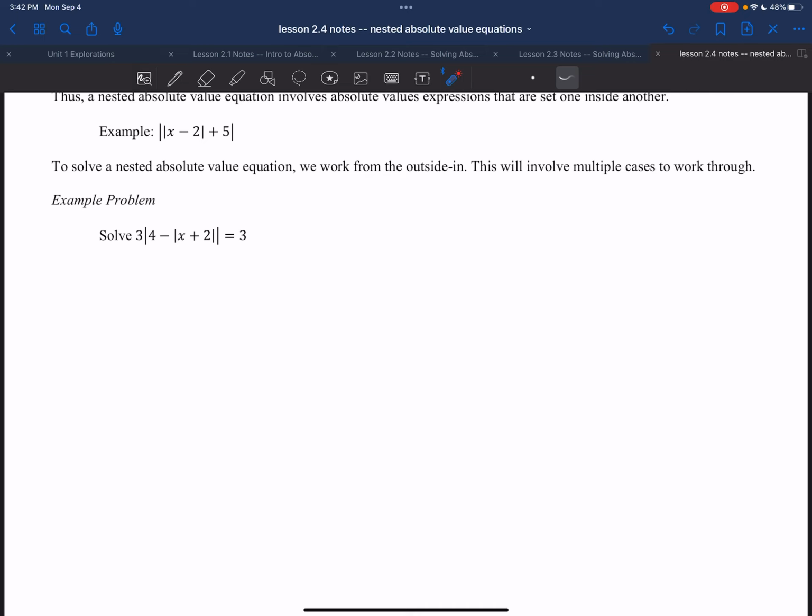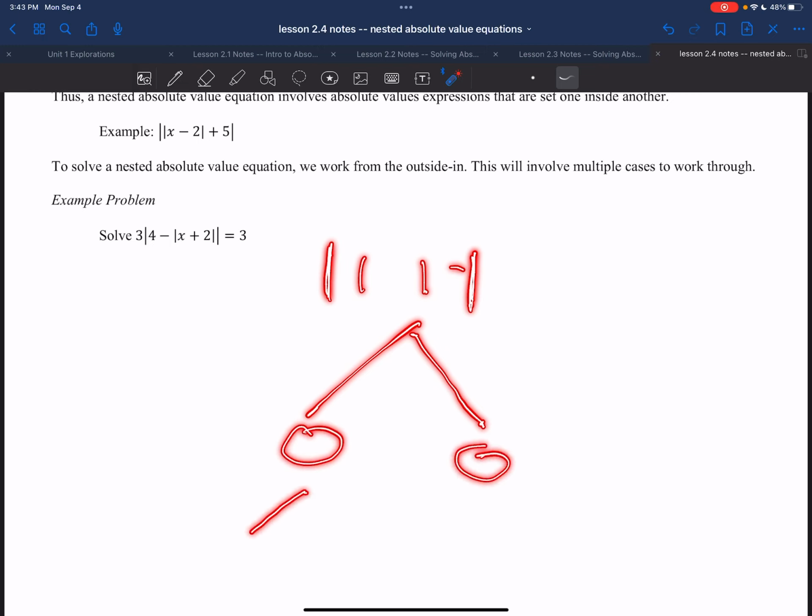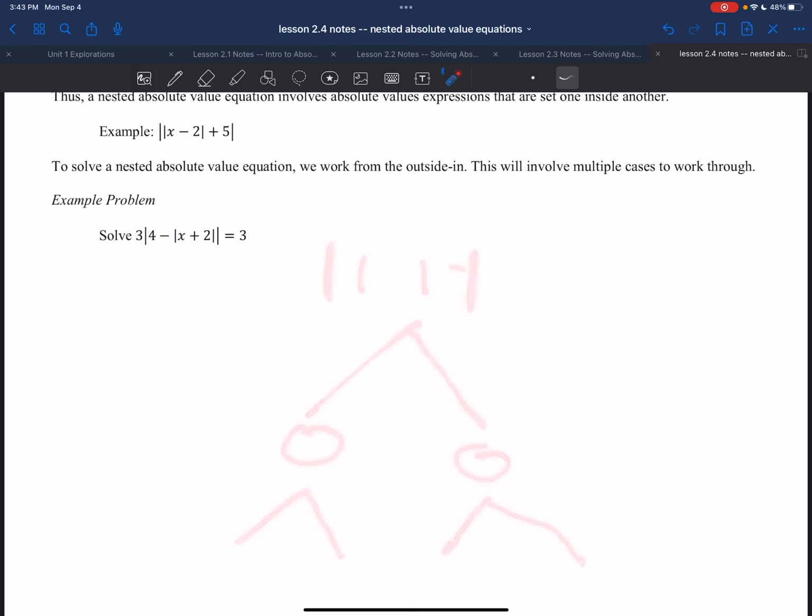Now, the general premise is still the same. You still need to isolate. That's still your first step, isolating the absolute value expression. But your goal is to first isolate the outer expression. You're going to have an outer and then an inner. So you isolate the outer expression first, and then you'll create two cases. From there, you isolate again, and then you create two more cases. That's how this is going to split off.